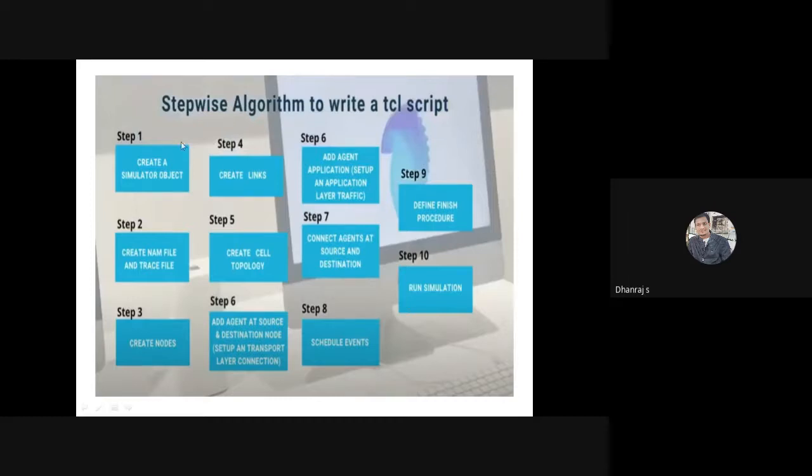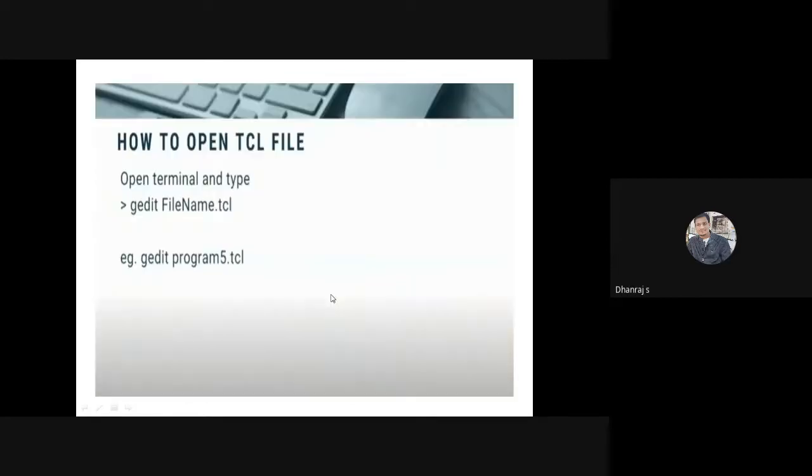That is around 11 steps we are having. Okay, so the only extra thing we have in this program is creating the cell topology, one of the extra steps we need to write. Right, next, how to write or type the program?